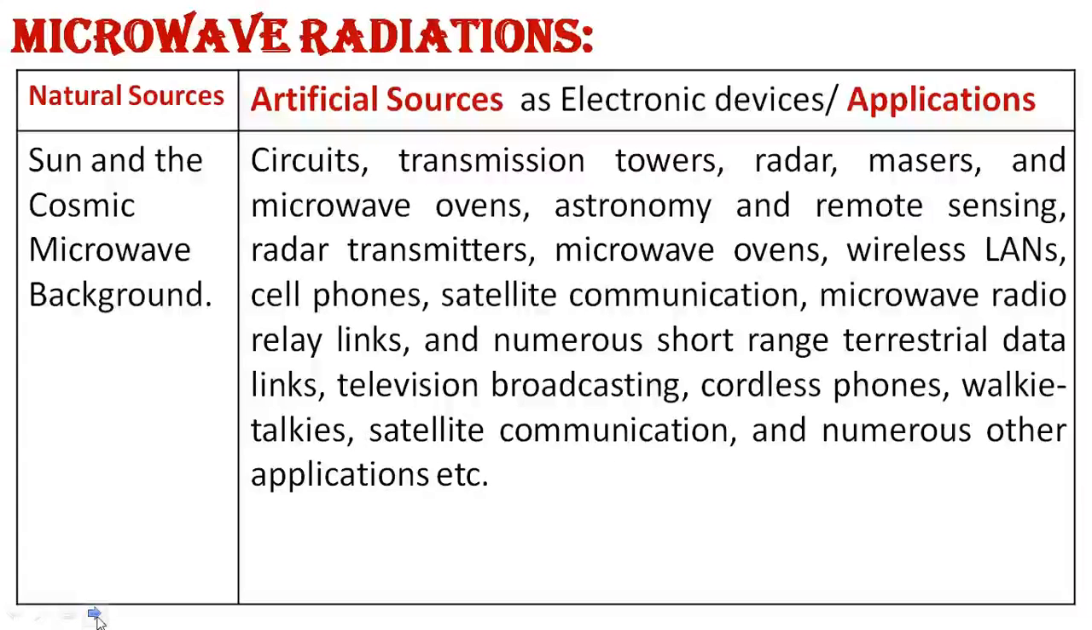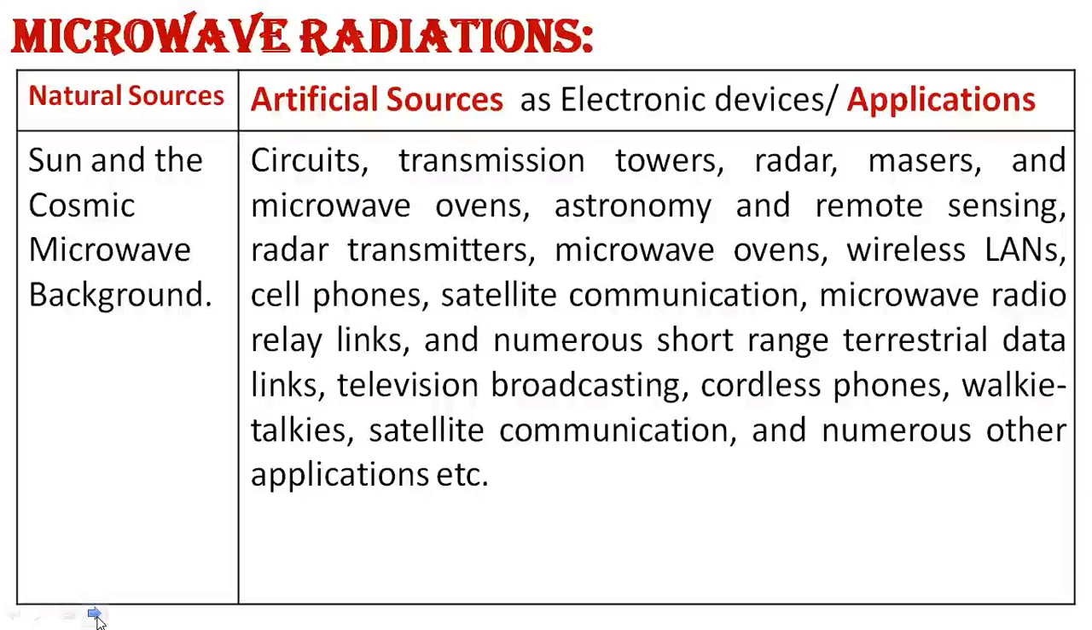Microwaves have the same two sources, natural and artificial. The natural sources are the sun and the cosmic microwave background, and artificial sources are electronic devices or applications, circuits, transmission towers, radar, lasers and microwave ovens, astronomy, and remote sensing radar transmitters.